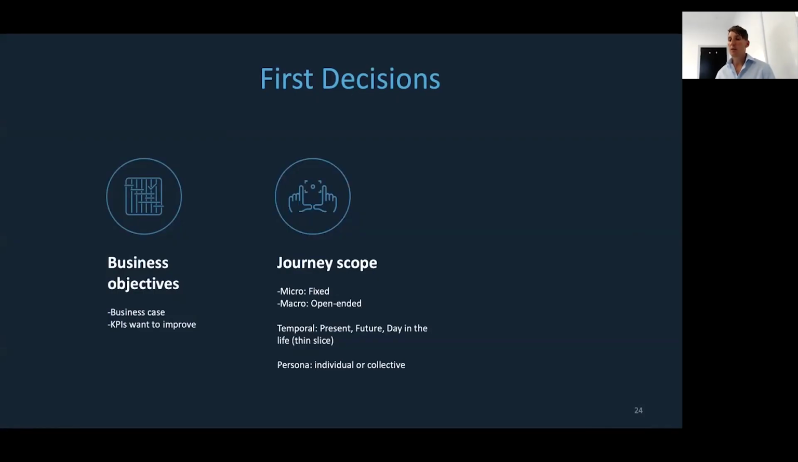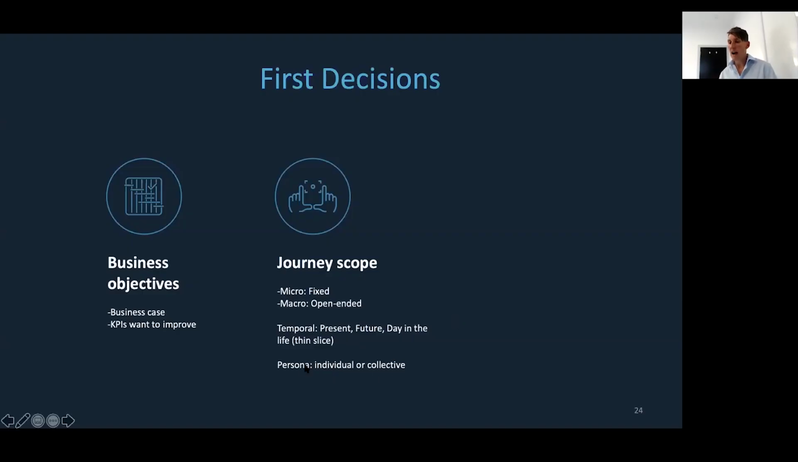The second question is the scope of the journey. Do you want a tactical, fixed one, or do you want a strategic view? What's the business need? If you do a strategic view, but no one cares, or the business doesn't know, but if you do a fixed one and the engineering team is going to use it, or the business analyst or the business team is going to use it to validate their decisions, maybe it's more helpful. And think about the time. Is it now, future, current? Or is it that day in the life kind of thing? Is it the persona? Is it individual, or is it a collective experience?